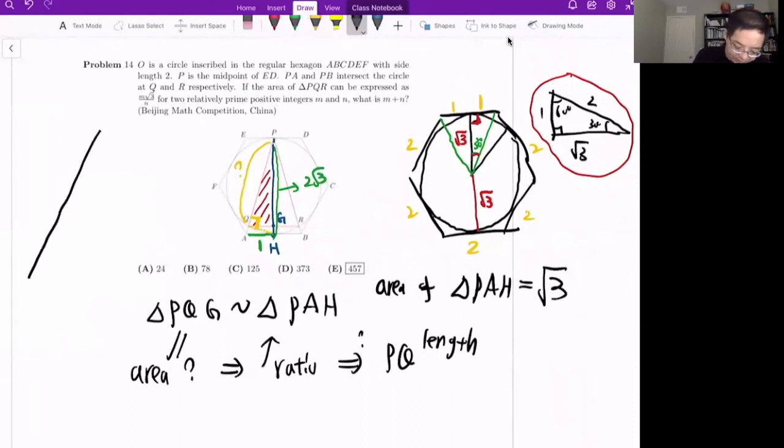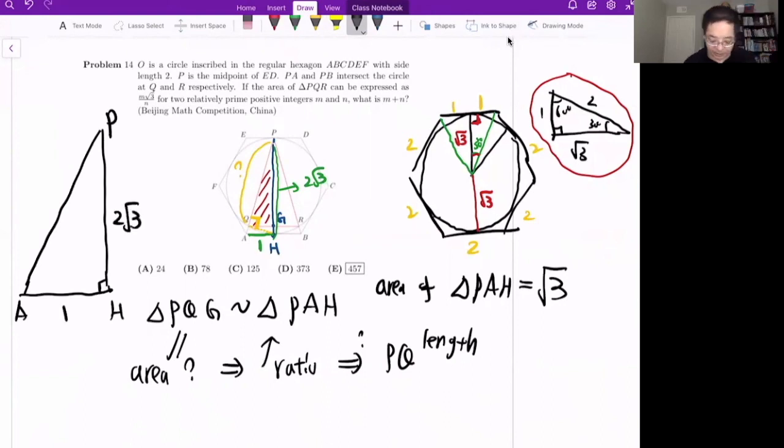Now let me single out what I have here. This is the bigger right triangle, P, A, and H. Here we have 2 square root 3, and this is 1. Now Q is the height, right? Because the angle is 90 degrees. So this becomes the foot of the altitude. What I want to figure out is PQ. That's the line I need to figure out.